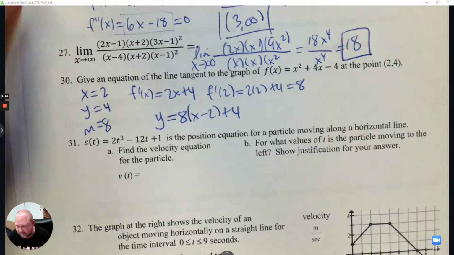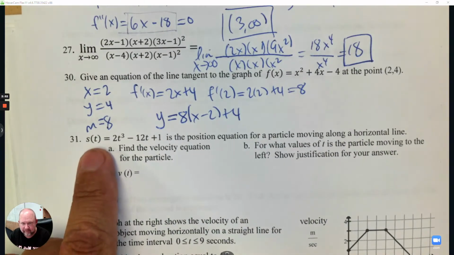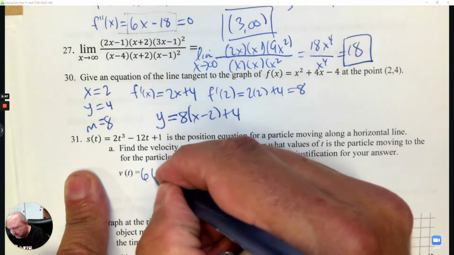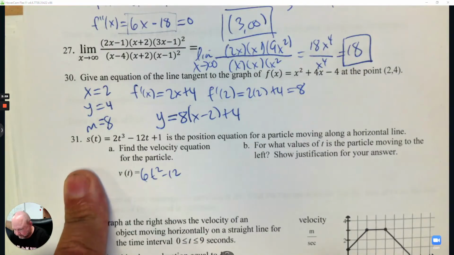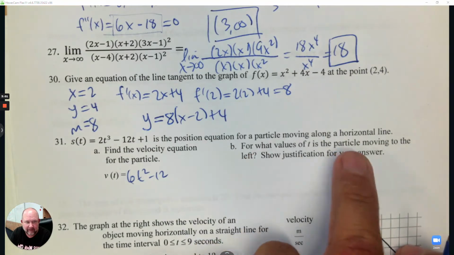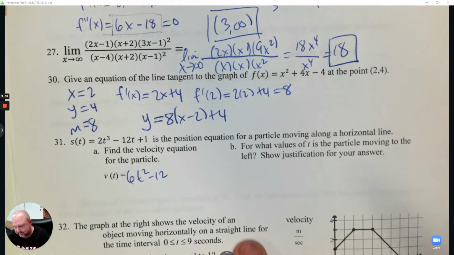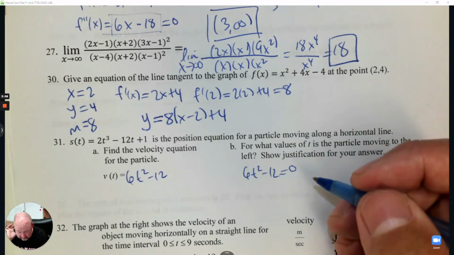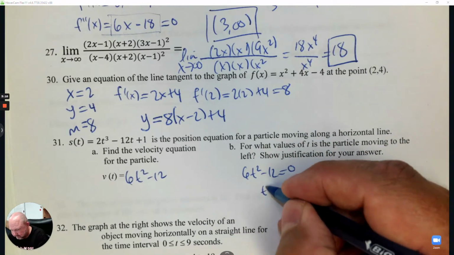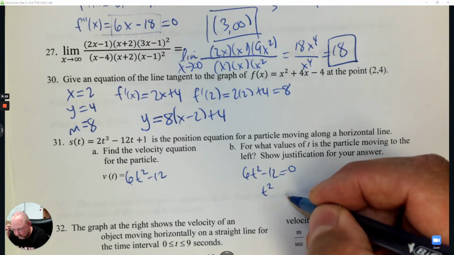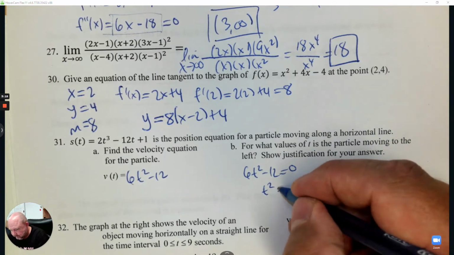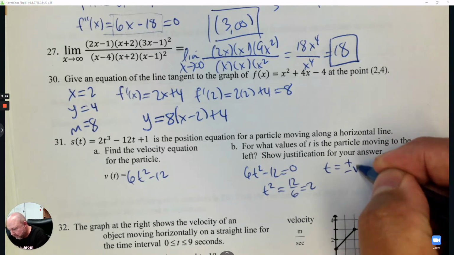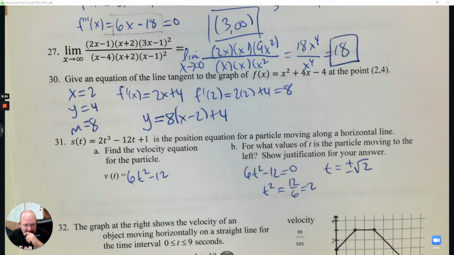31. Here you're given a position equation. What's the velocity? Well, it's the derivative of that. So that would be 6t squared minus 12. For what values is the particle moving to the left? Well, to understand that, we take the velocity equal to 0 and solve it. So I'm going to add 12. Divide by 6. And then when I square root, the answer is positive and negative root 2.